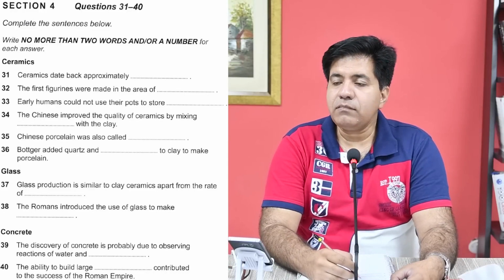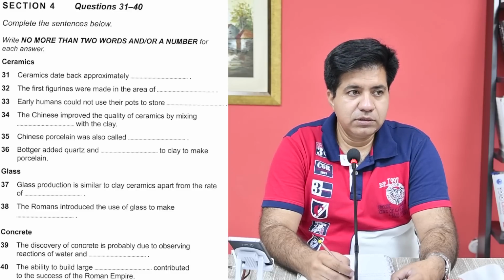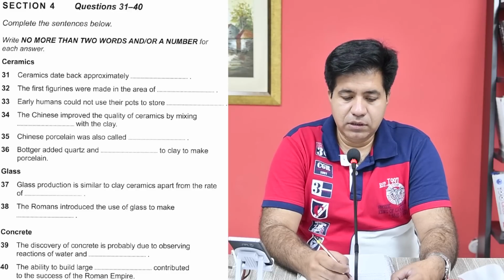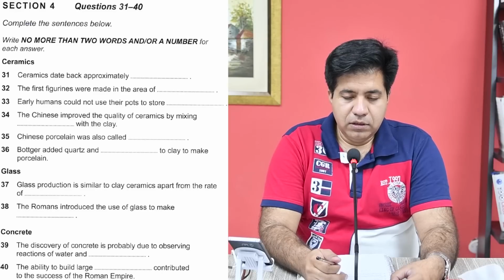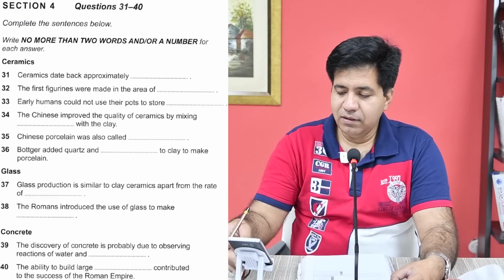But despite these problems, it was many thousands of years before there were any improvements. In China, at around 200 BC, they discovered that by adding minerals to the clay, they could improve both the appearance.